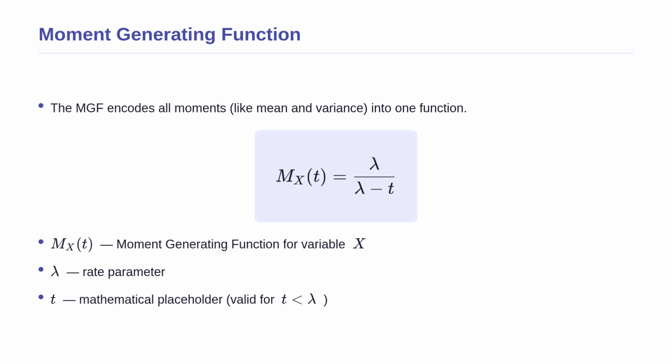If we take the first derivative of this function with respect to t and plug in 0, we find that the expected waiting time, or the mean, is exactly 1 divided by lambda.